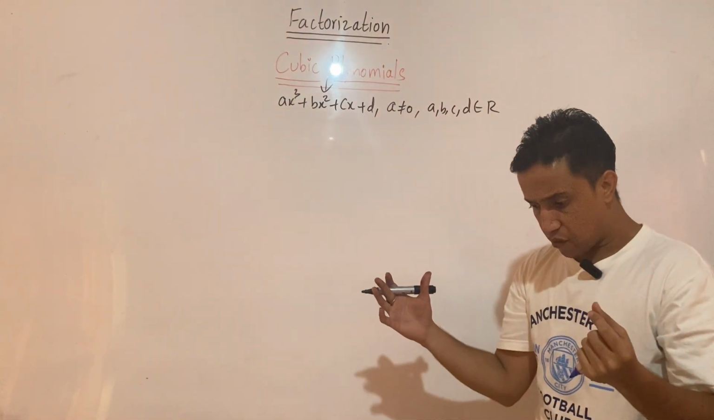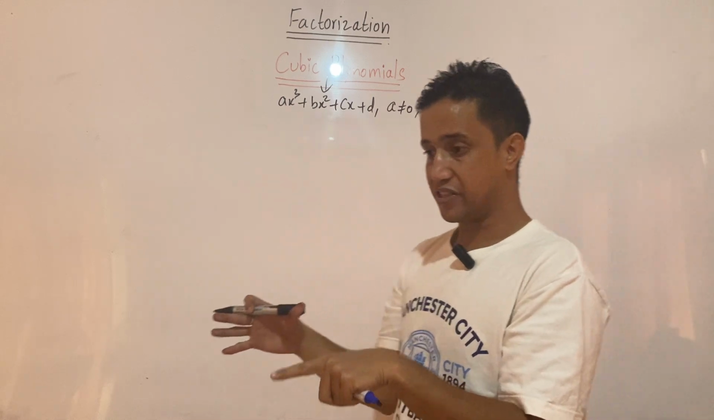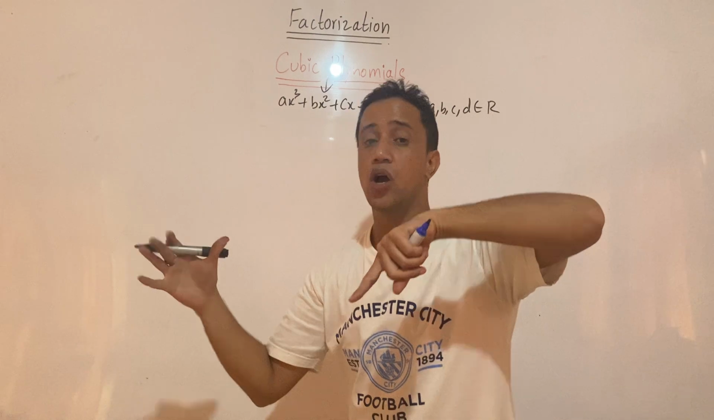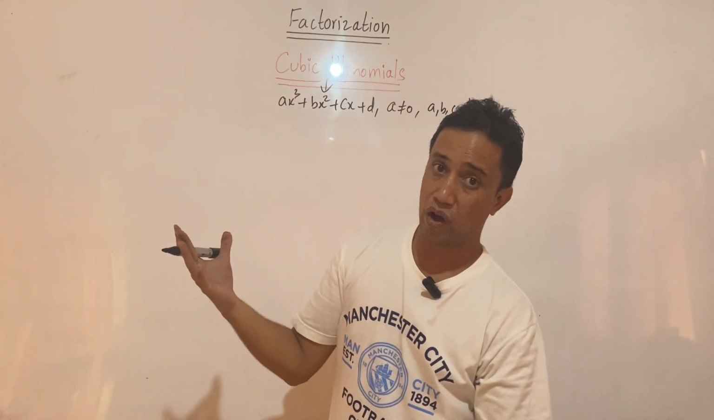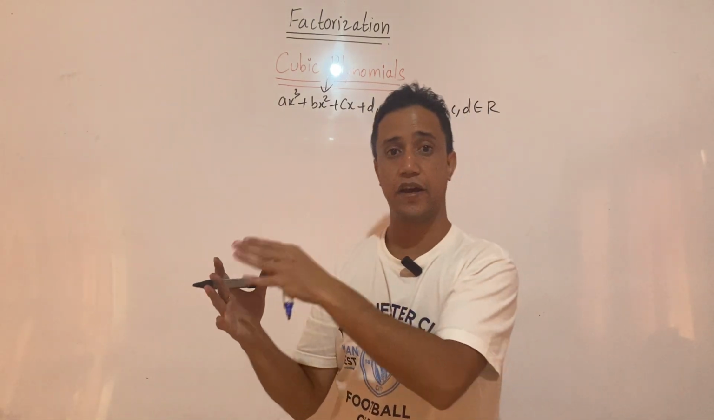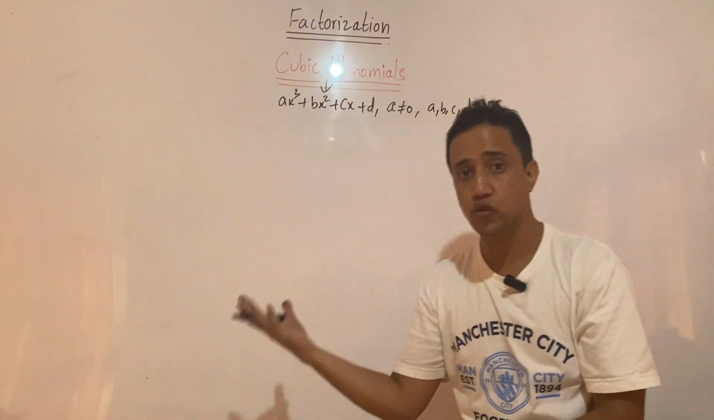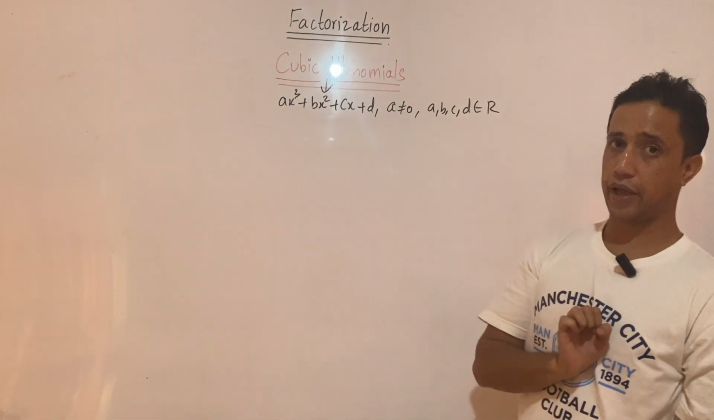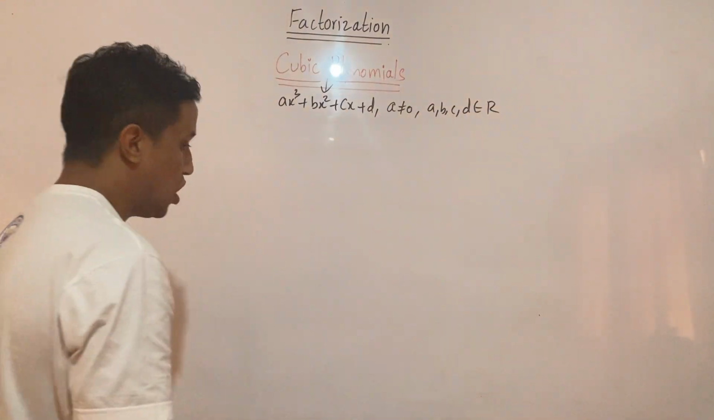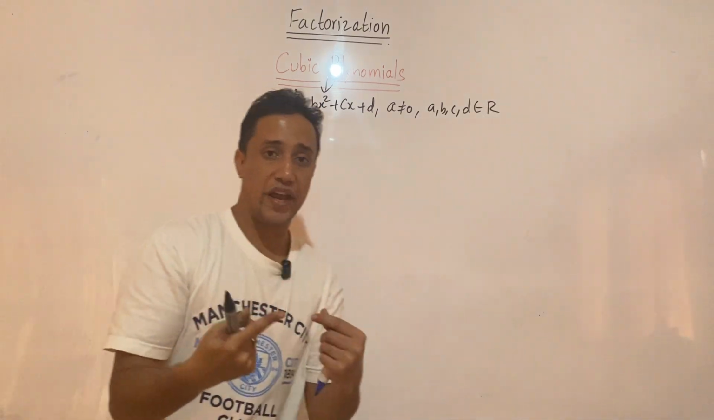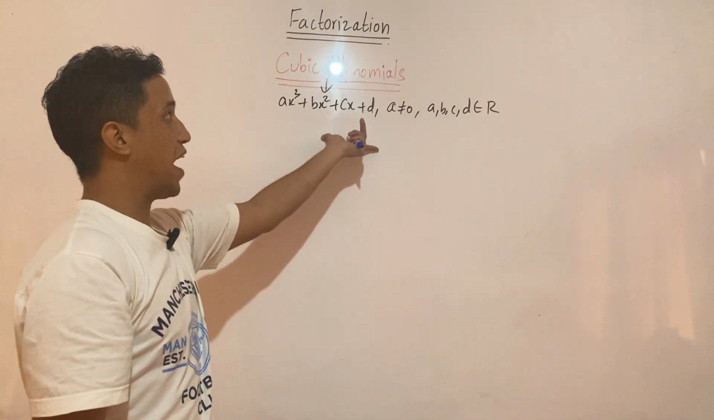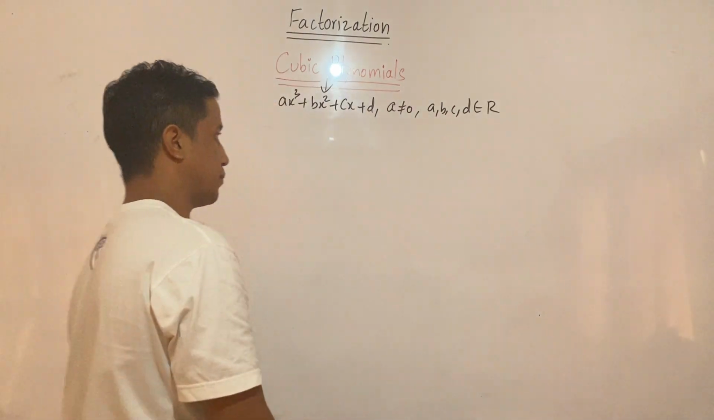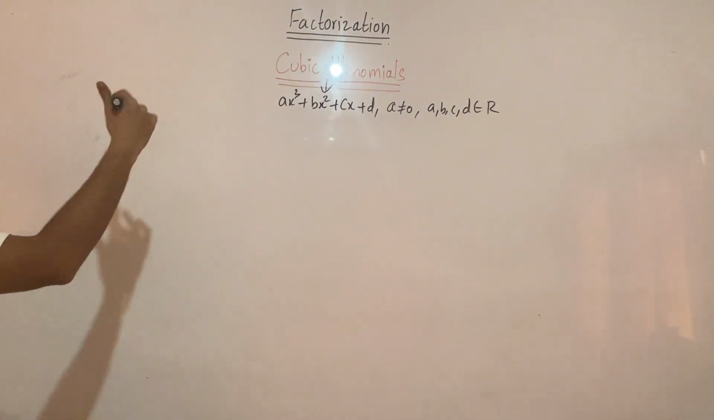One thing that I would like to tell you here is that we do not have any such formula similar to what we did in quadratic polynomials. In quadratic polynomials we have a formula to find the solutions or the values of x, but here we do not have any such formula. So here we just use several ways to factorize the cubic polynomial expression. Okay, so let's get started.